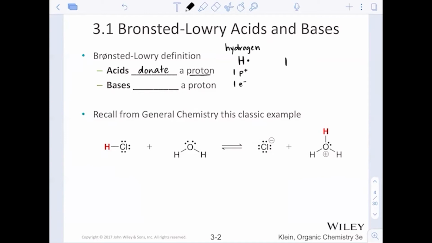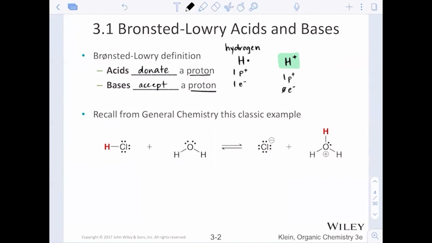Now, a hydrogen plus one cation has one proton and no electrons and no neutrons. So when we're looking at the definition of a proton, we are identifying a proton as this hydrogen plus one cation. That is what acids are defined as by Bronsted-Lowry. Bases, on the other hand, accept a proton. They will go pick up that hydrogen plus one cation. So it's this H plus one that will be transferring in from an acid to a base.